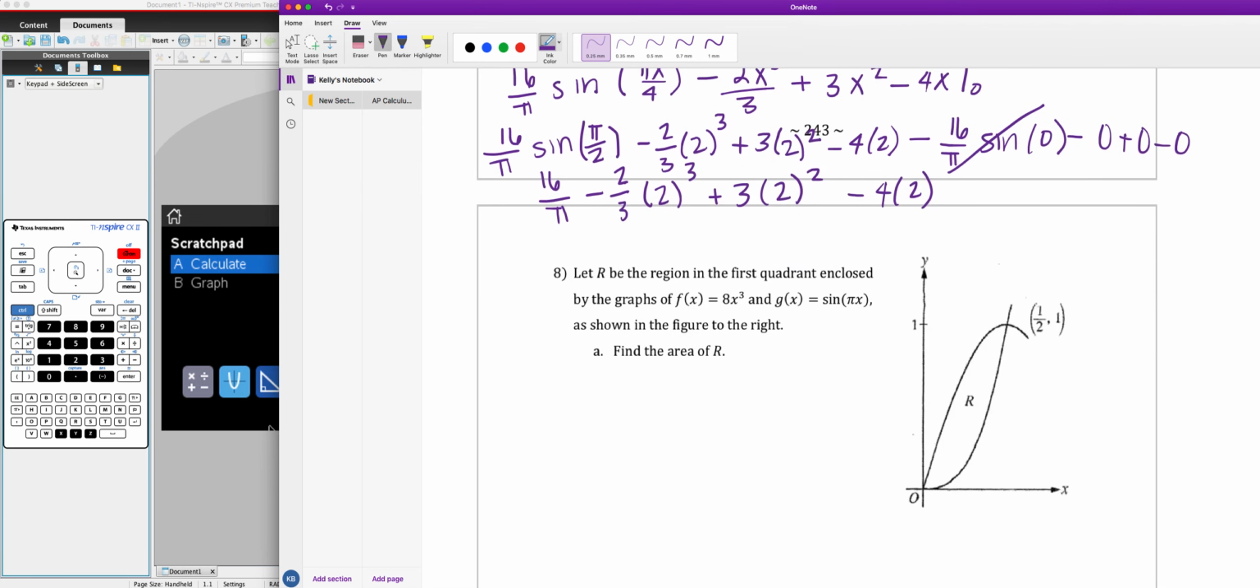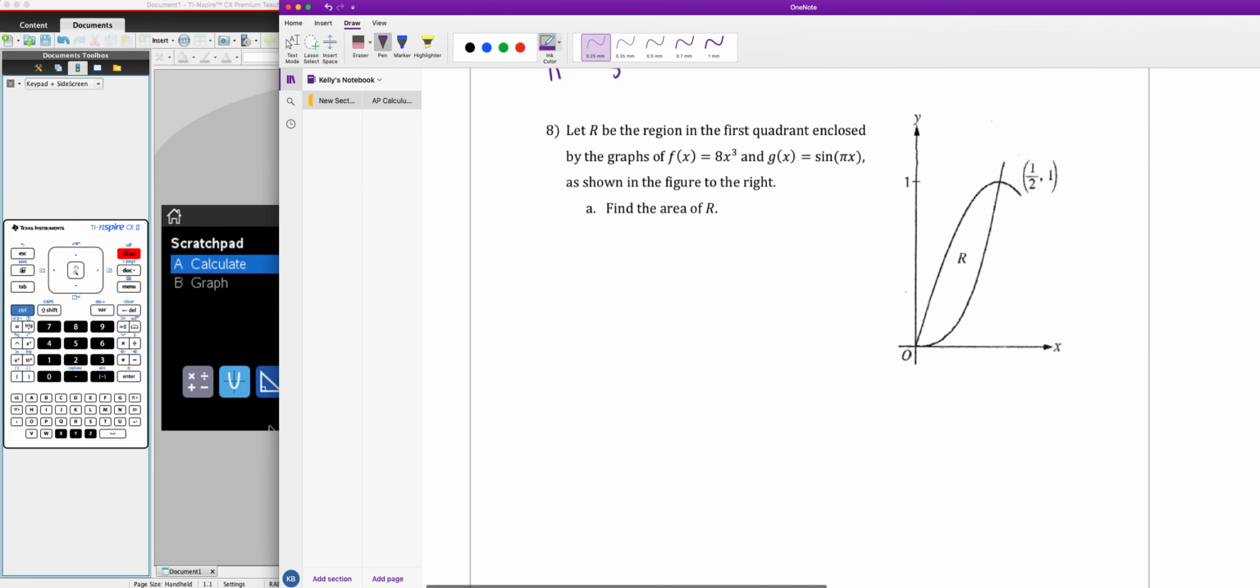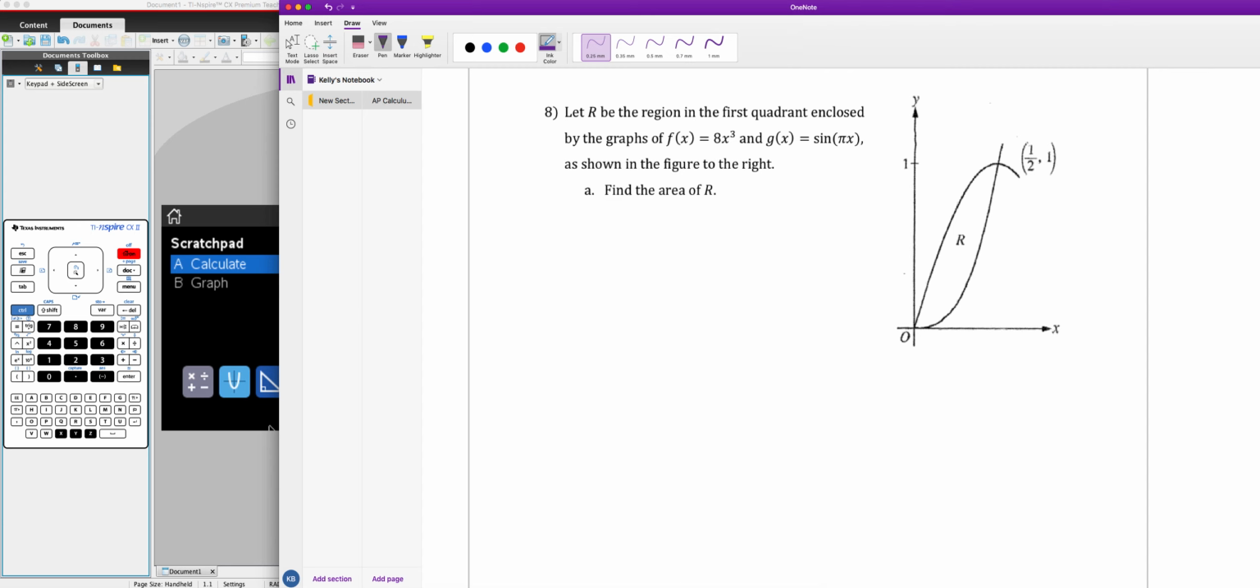Okay, our next problem is similar. They're giving us a graph again, labeling the points on it. So I'm intersecting at 0, 0 over here, and then I'm intersecting at 1/2, comma 1. Let me erase that little mark that just got made. But what I need to worry about is which one is my top curve and which one is my bottom curve. Well, f of x is a cubic function.